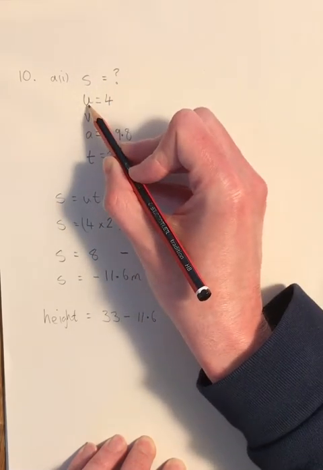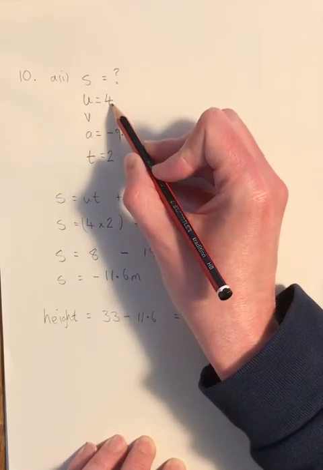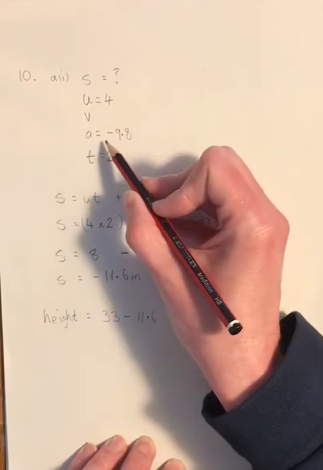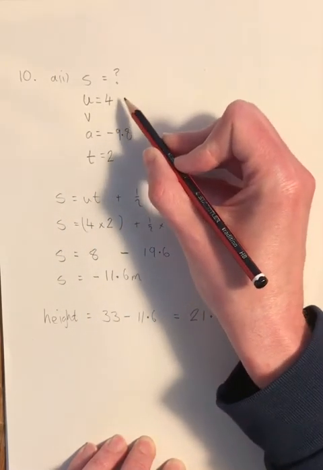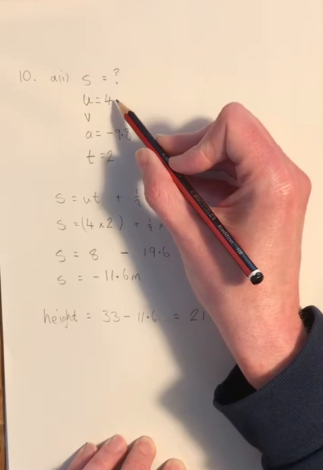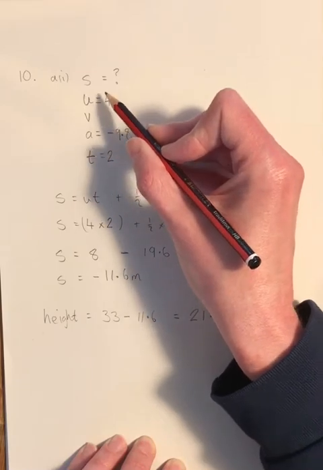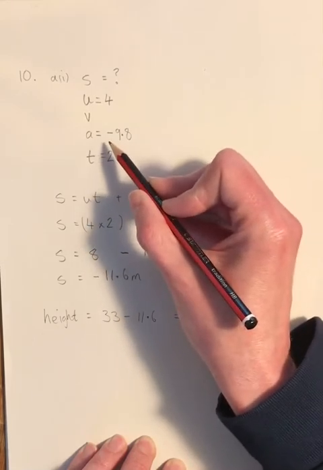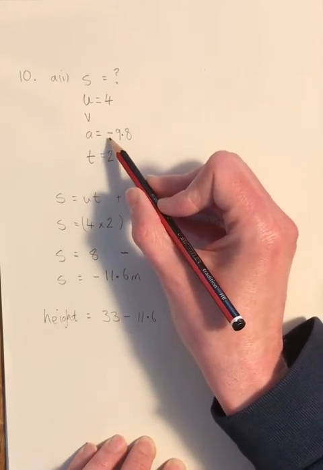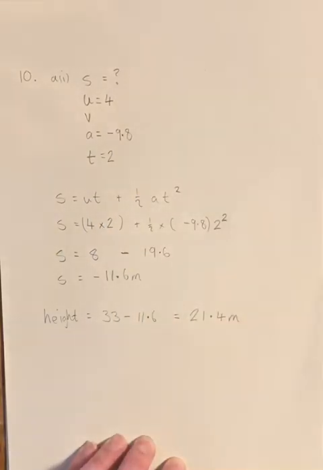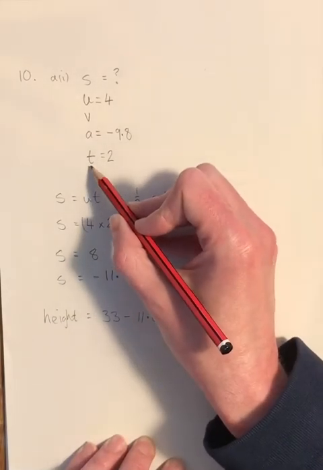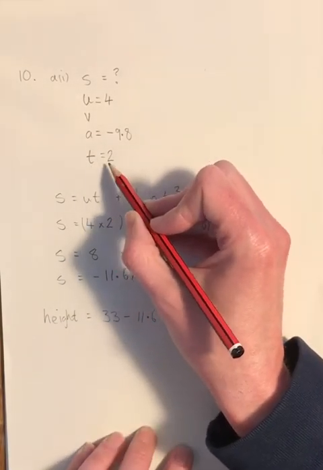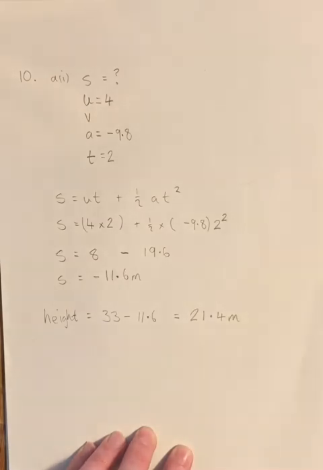The initial velocity u is given in the question, it's 4 metres per second. The acceleration is the acceleration due to gravity. If we take u as upwards at 4 metres per second, that's a positive value, so acceleration is in the opposite direction, downwards, so it absolutely must be minus 9.8. The question says, where is it after 2 seconds? So that's where the 2 is coming in for time there.